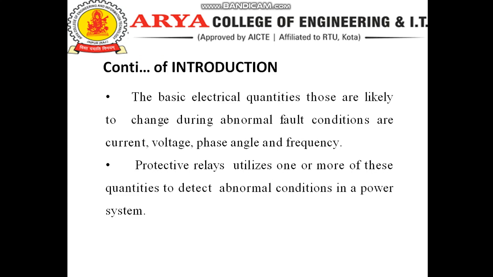In continuation of the introduction about generator protection, the next one is the basic electrical quantities. Those likely to change during abnormal fault conditions are current, voltage, phase angle and frequency. The protective relays utilize one or more of these quantities to detect abnormal conditions in a power system.